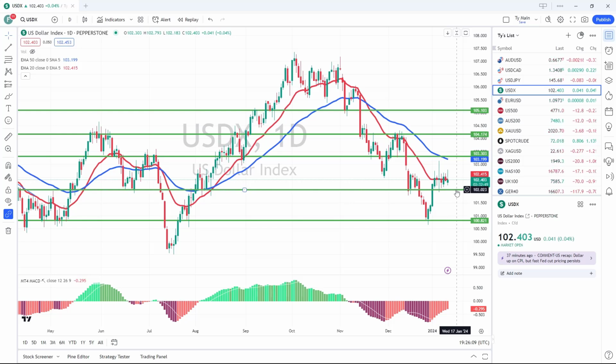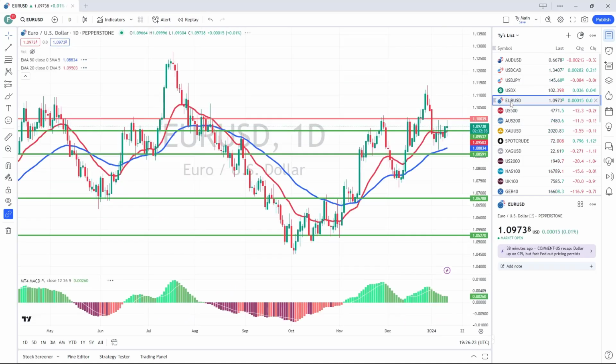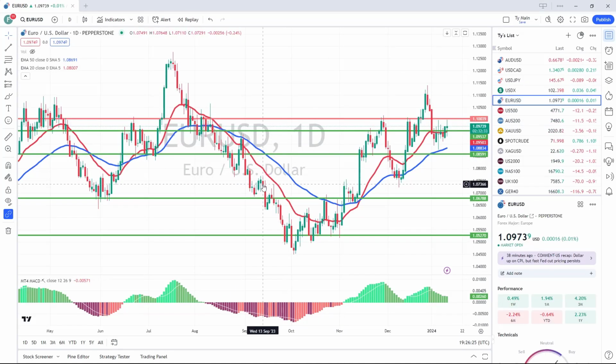It hasn't done that in quite some time. So we need a daily close below the 102 before we get serious. But likewise, we also needed a close above the 102.80 to signify that we are breaking past the 20 moving average to look for moves up. Now, of course, the euro is the one we're really interested in here because it's the easiest one to trade. And a very similar scenario is there.